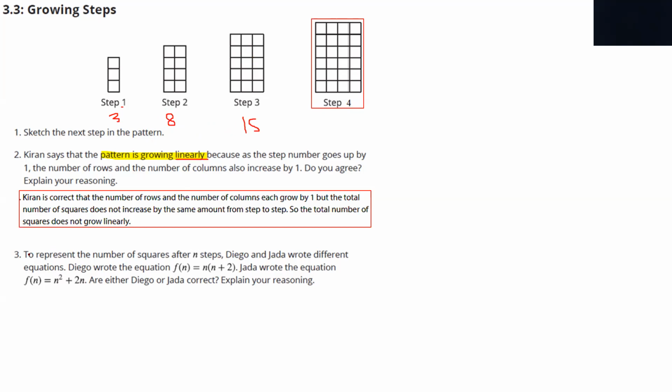Question number 3. To represent the number of squares after n steps, Diego and Jada wrote different equations. Diego wrote the equation f of n is equal to n parentheses, which means times, n plus 2. Jada wrote the equation f of n is equal to n squared plus 2n. Are either Diego or Jada correct? Explain your reason. You have time to provide your answer now.